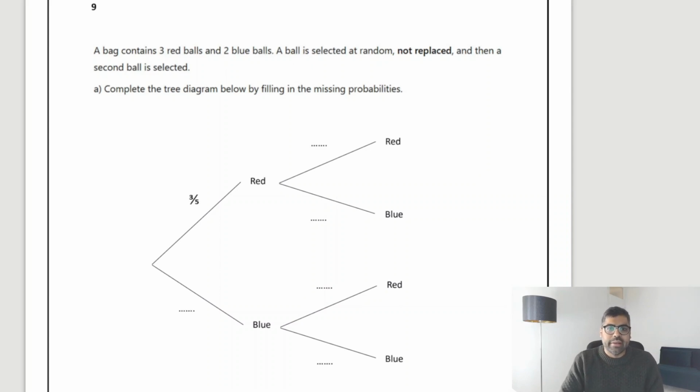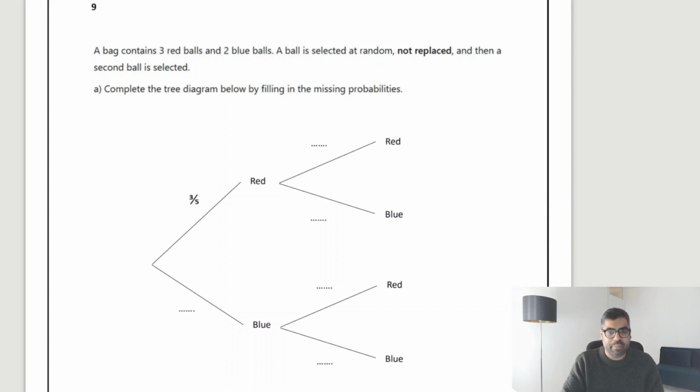Question 9. This, off the face of it, looks like some sort of probability question. But let's have a read through. So a bag contains 3 red balls and 2 blue balls. A ball is selected at random. They've even put it in bold for us. Really important that ball is not replaced. That's going to be important when it comes to filling in the tree diagram. So a ball is selected at random, not replaced, and then the second ball is collected. Complete the tree diagram below by filling in the missing probabilities.